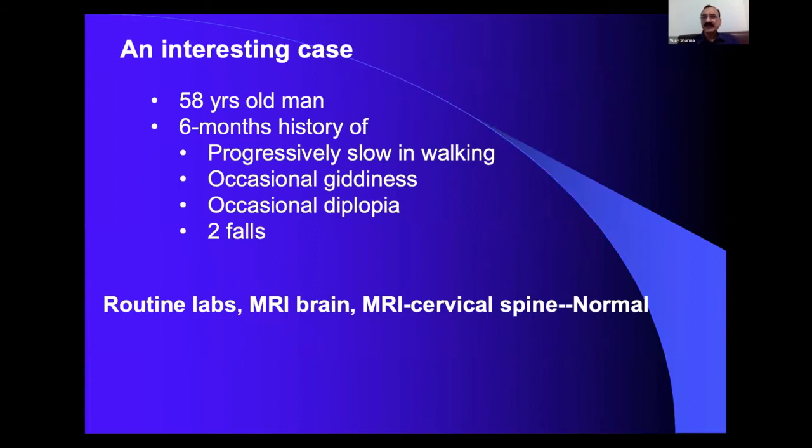This was one interesting case I saw a few years ago. He is a 58-year-old man, with a 6 months history of progressively slowing in walking, occasional giddiness, non-specific, occasional diplopia. Again, very difficult to determine what kind of diplopia that was. He had 2 falls which were unintentional. Every blood test, MRI, cervical spine, and everything was normal.